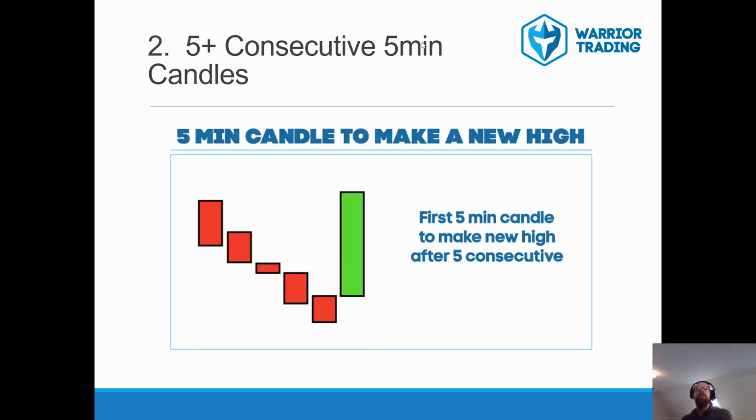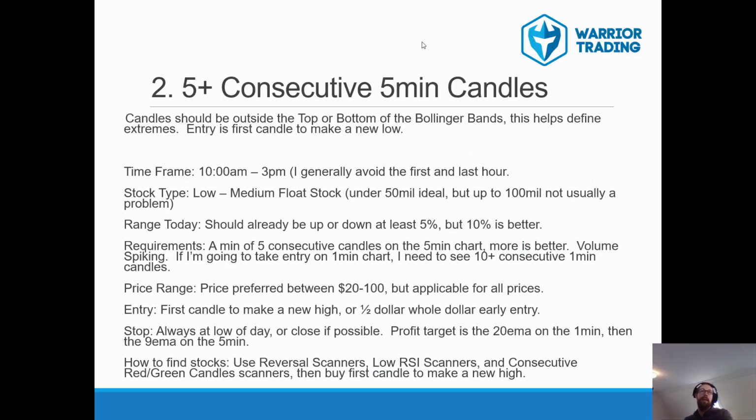But if you only have 5 consecutive candles and you're not outside the Bollinger Band, it doesn't mean it's not worth trading. You just want to be maybe a little bit more cautious because it shows that you're not at as much of an extreme as if you were outside the Bollinger Bands. So for the most part, the setup criteria is the same as setup number 1.